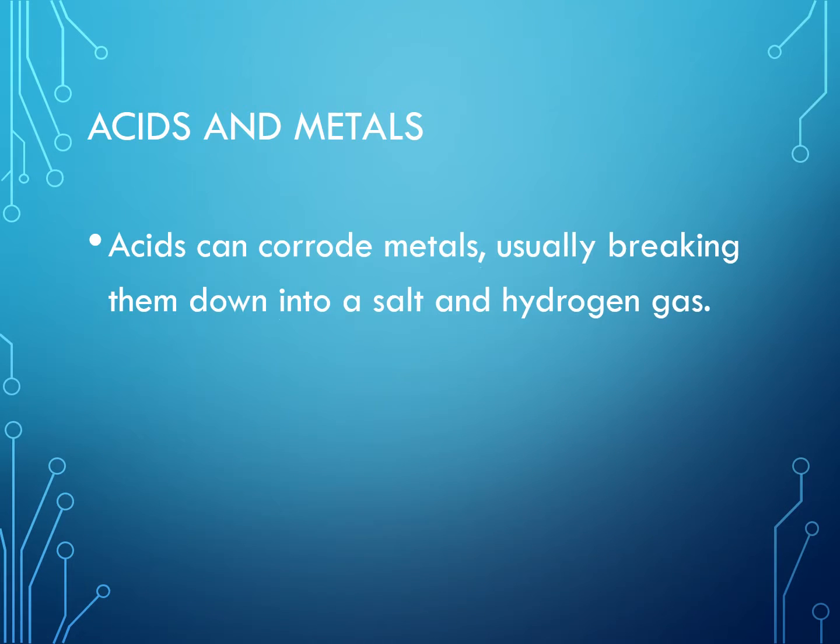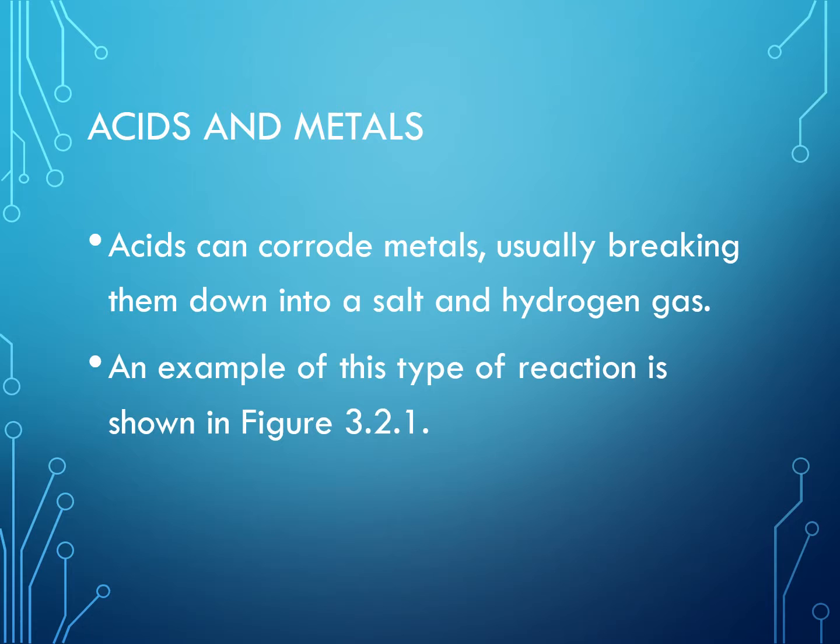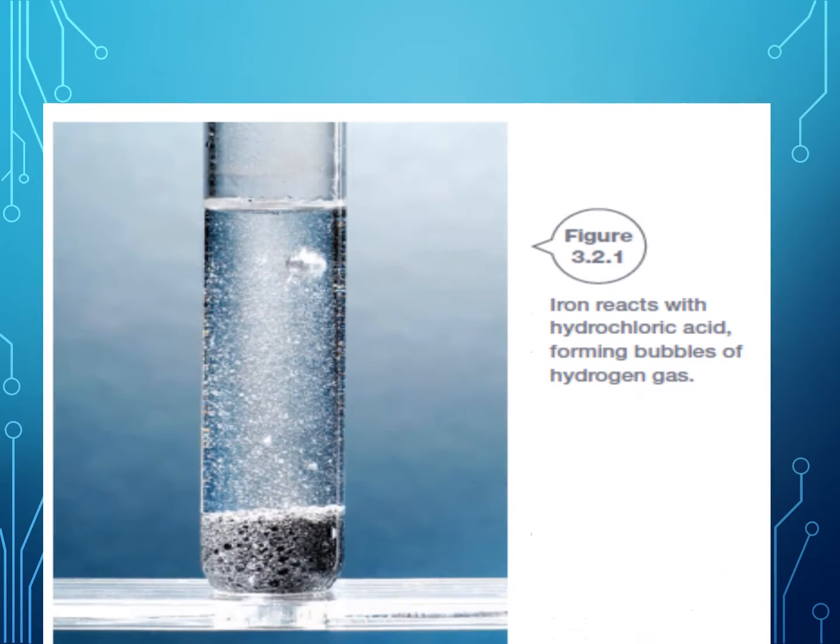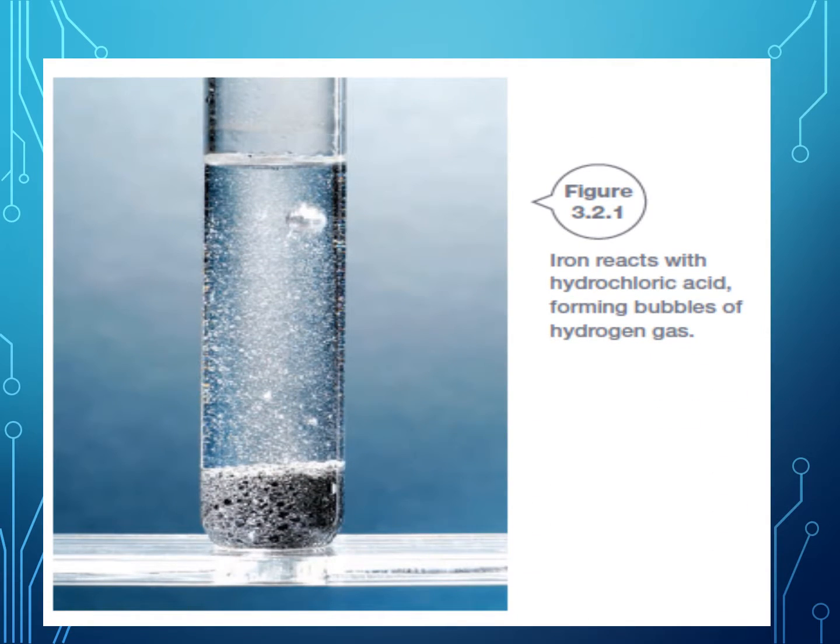Acids and metals. As we said, acids can corrode metals and they usually break them down into a salt and hydrogen gas. An example of that will be shown in the next slide. And here we have hydrochloric acid reacting with metal, and in fact it's iron, and you can see the bubbles of hydrogen gas.